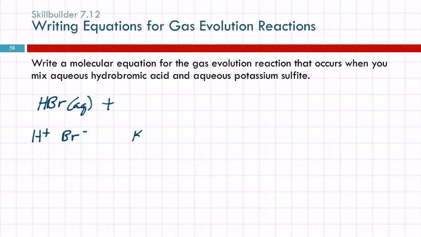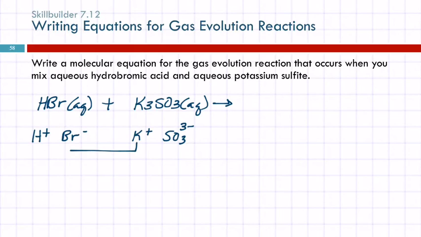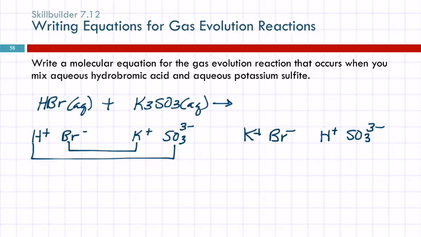Potassium sulfite, potassium ion, and sulfite ion. Sulfate is SO4, sulfite is SO3. They both have a 3- charge. So you get K3SO3, and that's aqueous. Now I'm going to just swap partners here. So I'm going to get K plus and Br minus. And I'm going to get H plus and SO3, 3 minus. And I put those together, I get KBr, that's aqueous. And this would give me H3.